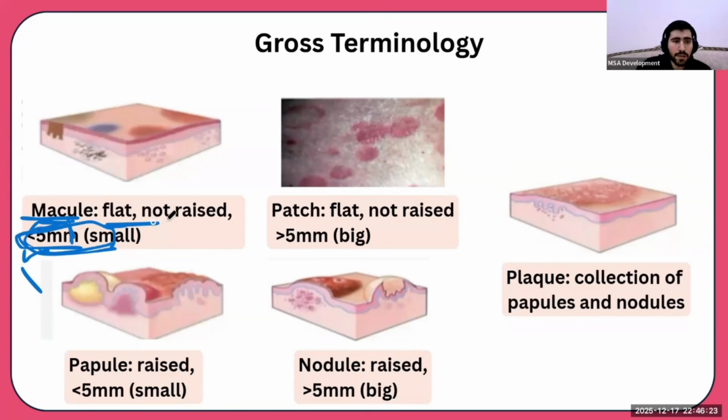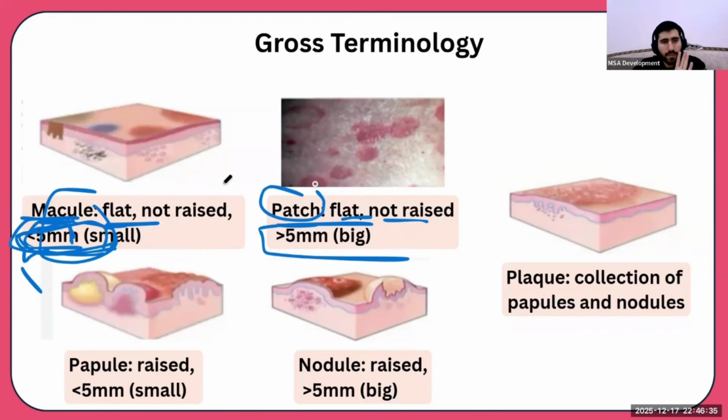Macule is a flat, not raised, small lesion. On the other hand, patch is a flat, not raised, big lesion. So if you have a flat lesion, if it's small, that's macule. If it's big, that's patch. That's important because in my batch, in my exam, he brought these questions: a flat, not raised lesion below whatever centimeter, and you need to choose macule. So if it's flat and small, that's macule. If it's flat and big, that's patch.